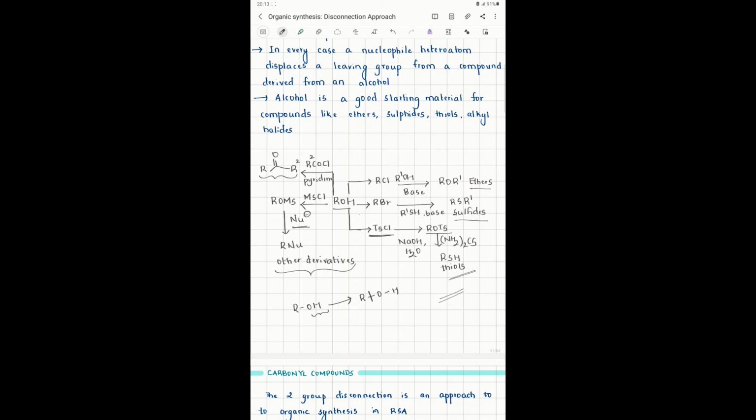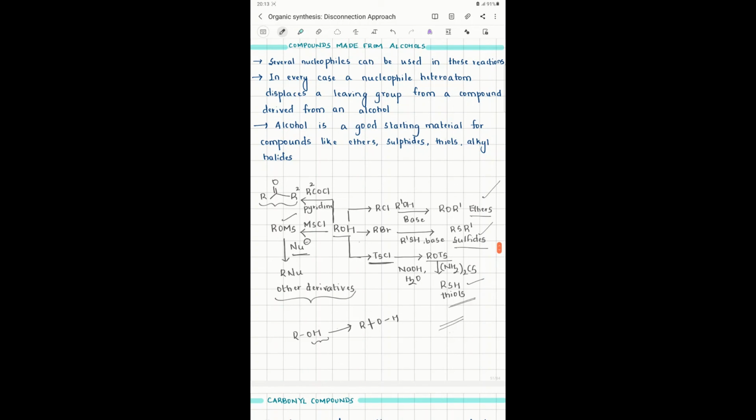Now such types of derivatives can again be dealt with under one group disconnection. Ethers can be dealt with under one group disconnection, sulfides can be dealt with under one group disconnection, thiol systems can be dealt with under one group disconnection, and also these mesyl systems can be dealt with under one group disconnection. We have already discussed how systems like ethers and sulfides could be dealt with under one group disconnection. So this gives an overview of one group disconnection and how it can be applied for carbonyl compounds, ether systems and sulfide systems respectively. Thank you.